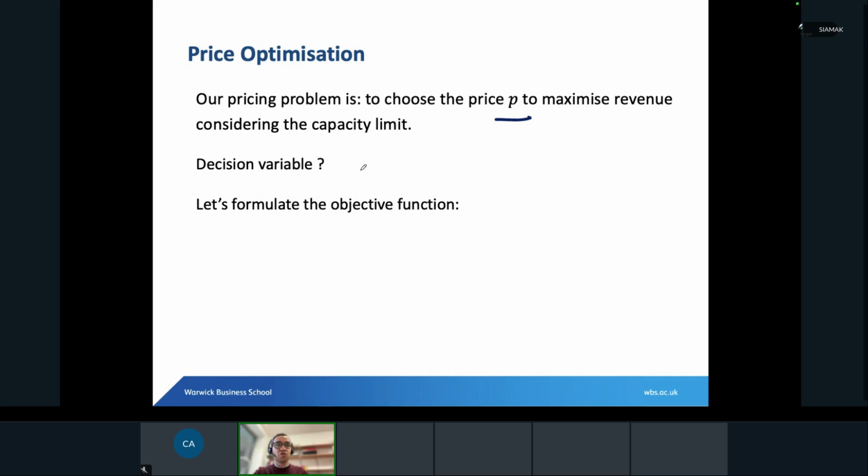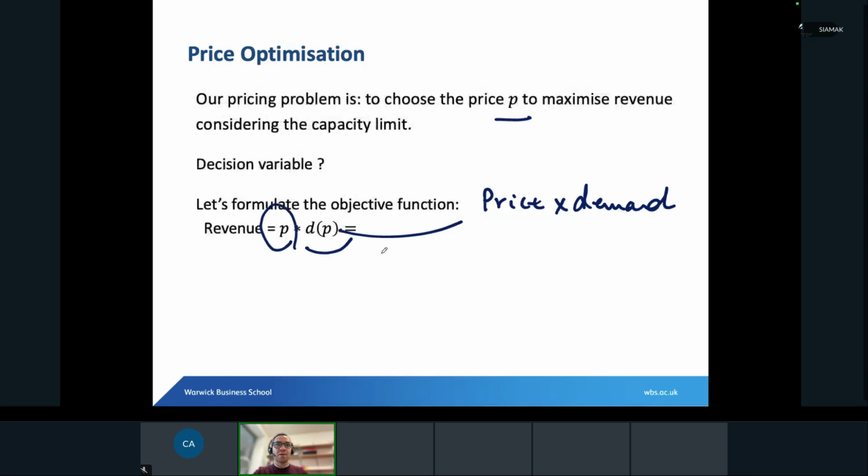So if we just formulate the objective function here, what's the objective function? We said that's revenue, but verbally, can you write it? What should be multiplied by what to get the revenue here? Revenue is essentially price multiplied by demand, as it is said. That is correct. This is what we have here. P is the price multiplied by the demand, which is a function of price itself.